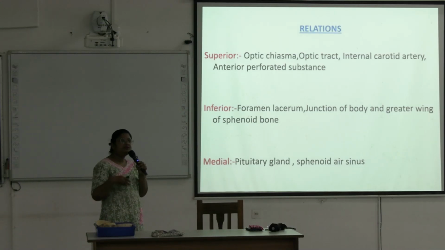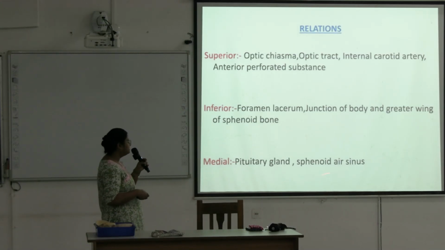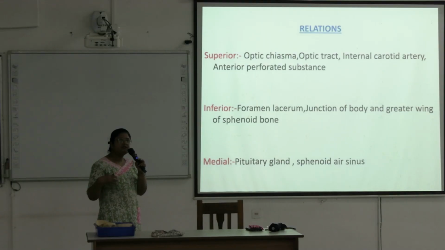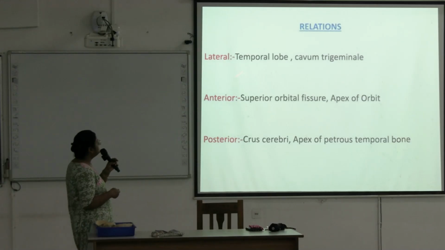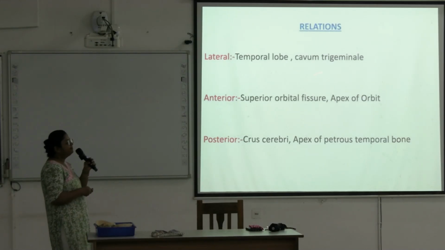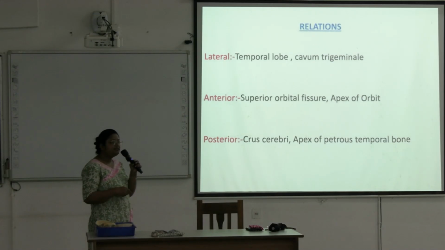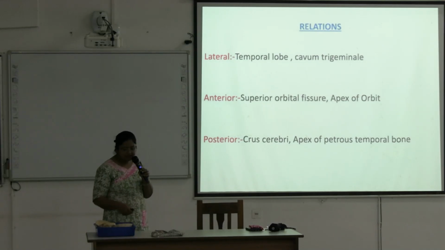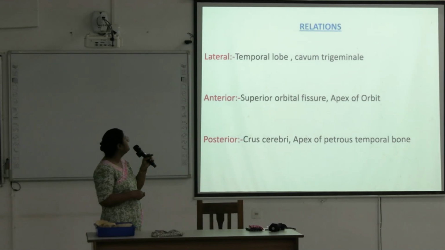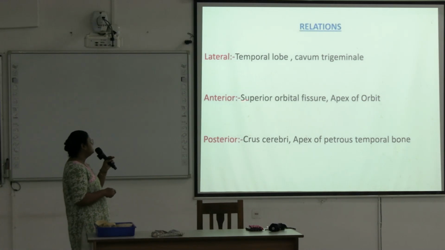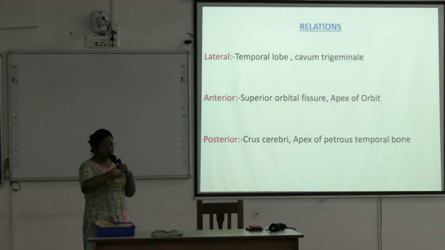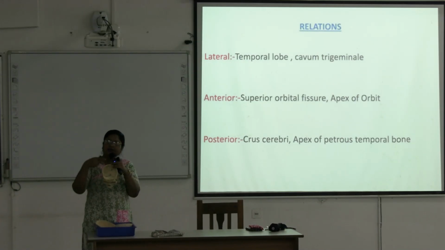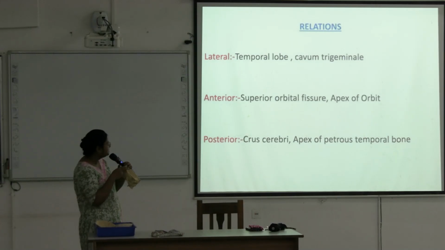You have seen the infundibular stalk, it is connected to the pituitary gland, and the sphenoid air sinus, which is lying within the body of the sphenoid. Next. Lateral relation will be the temporal bone and cavum trigeminale. Cavum trigeminale is a depression containing the trigeminal ganglion, which is a part of the petrous temporal. And anteriorly lies the superior orbital fissure. Here, anteriorly, the superior orbital fissure. Okay, laterally temporal bone, medially the body of sphenoid containing the pituitary gland and sphenoid air sinus.